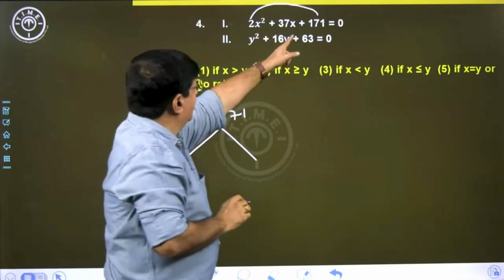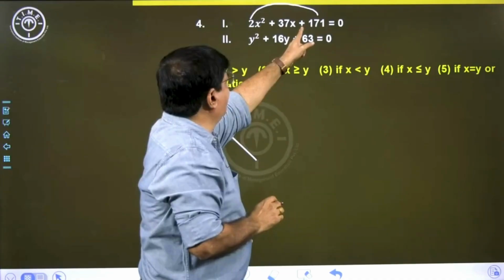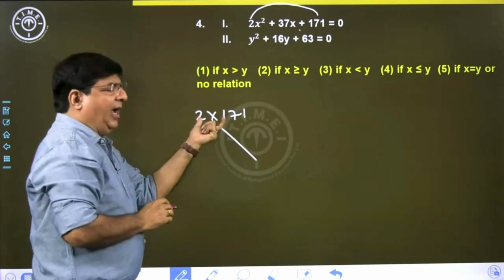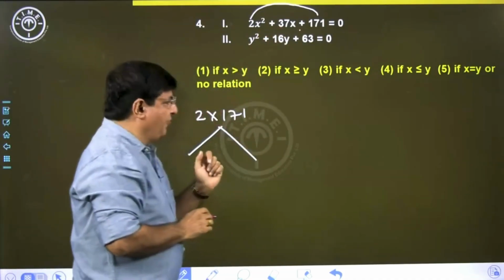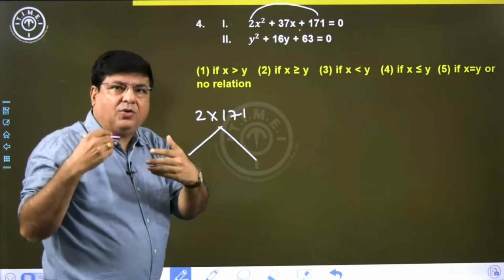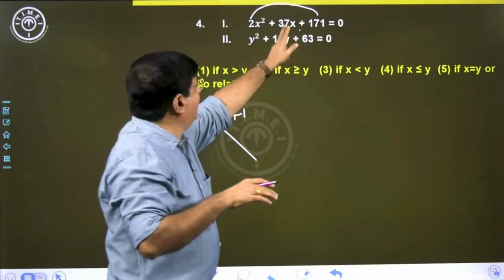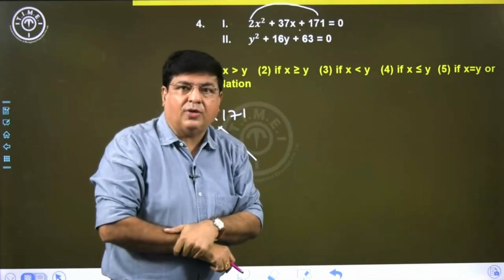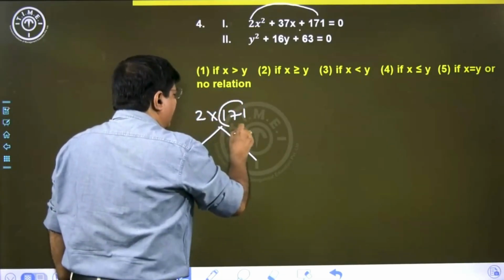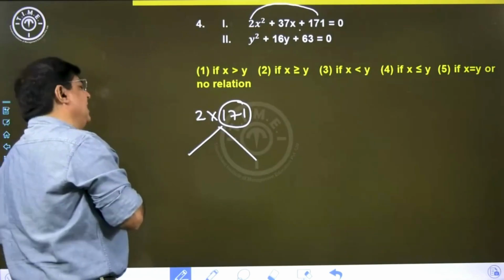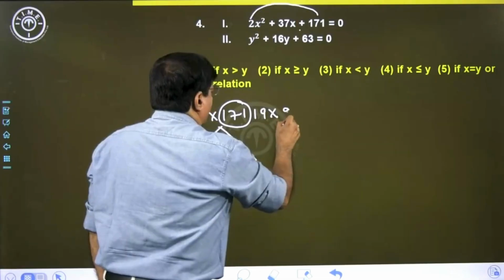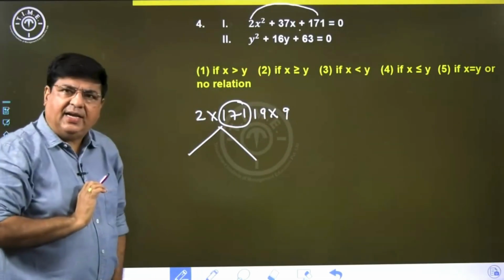Now, 171 coefficient is plus. So think of two numbers whose product is 342 and sum is 37. When you have such a big number, it becomes difficult to think what those two numbers are whose sum is 37 but product is 342. In such a case, what you can do is write 171 as 19 into 9.